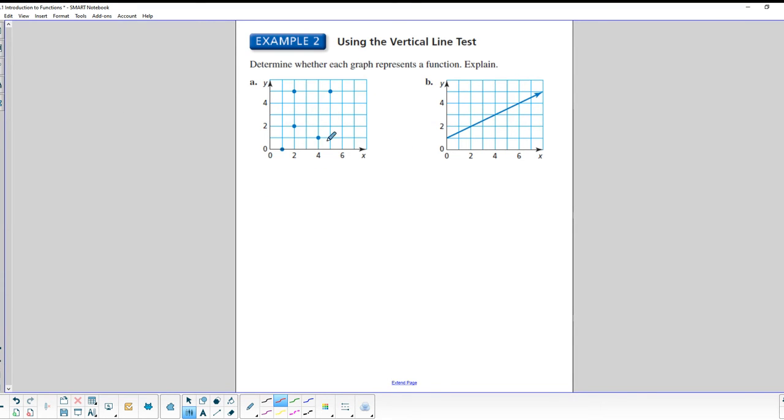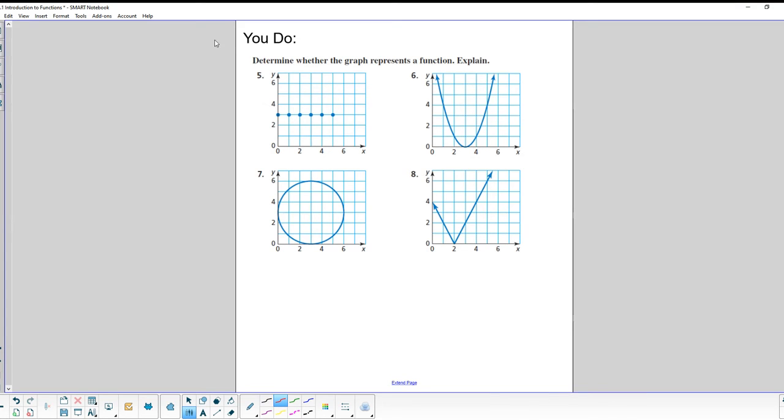Okay, if we look at this, we've got a bunch of dots here, but I notice a vertical line will hit 2 dots here and then 2 dots here. So that means this is not a function. And if it asks you to explain, just say you can hit 2 dots with the same line vertically. Here, no matter where I draw the vertical line, I'm only going to hit the line one time. So yes, this is a function. Okay, keep on going.